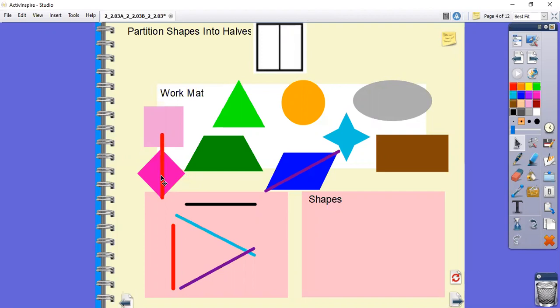I could even use this one down here. Now, if I take this line, and I try to cut this in half, would that work? Those pieces don't look the same. That's not going to work. I could use that bar over here.